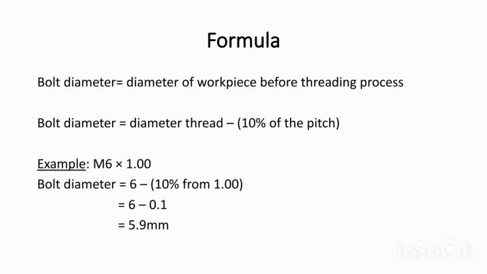This is the formula to determine the bolt diameter. As you can see, the bolt diameter is equal to the diameter of the workpiece before the threading process, which is equal to the thread diameter minus 10% of the pitch. For example, let us calculate the bolt diameter of M6 by 1.0 thread. As we know, 6 is the diameter minus 10% of the pitch, which is 1.0. So 6 minus 0.1 equals 5.9 mm.